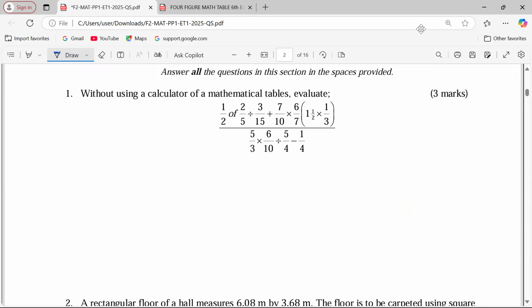These are fractions, and we're supposed to apply the acronym which guides us to carry out operations successively. So we use BODMAS, whereby we work out brackets first, then work out of, which means product, then work out division, multiplication, and finally addition and subtraction. So let's operate the numerator first.